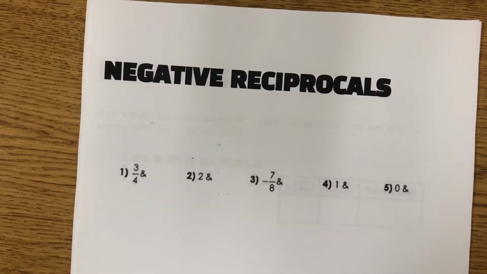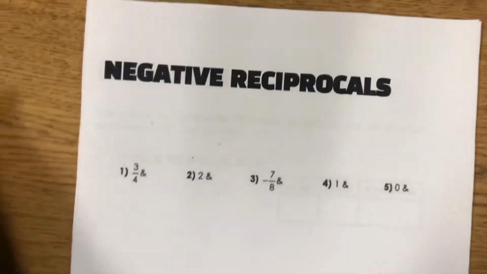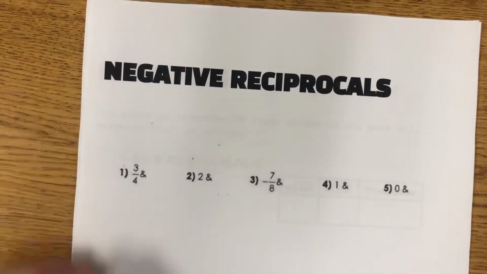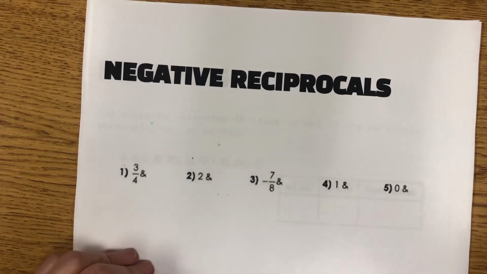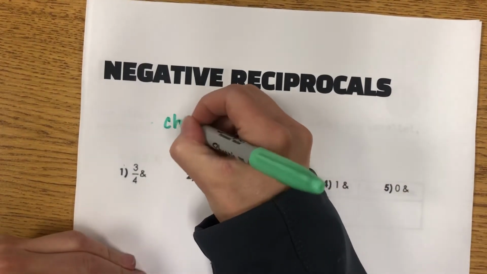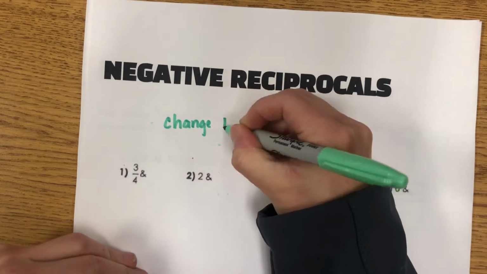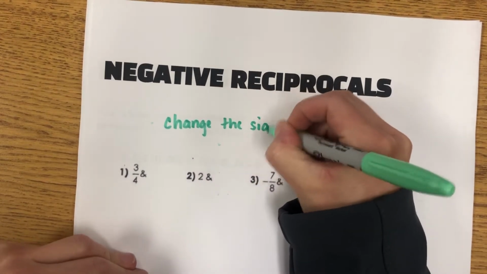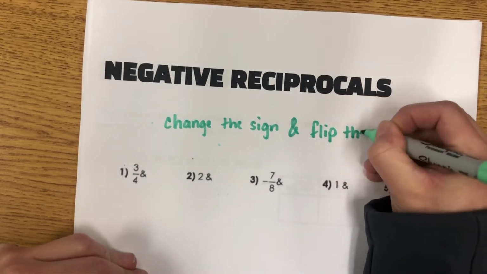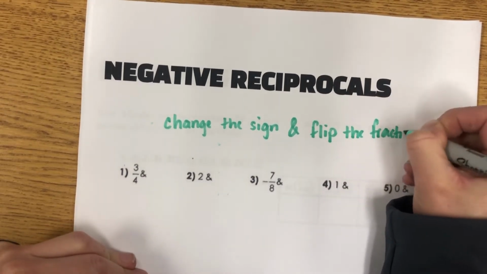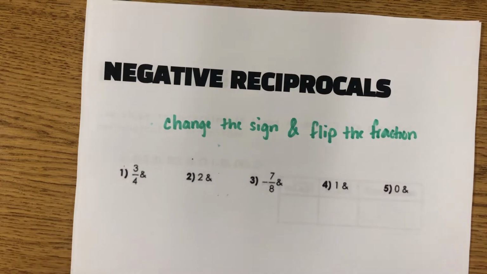So now we're on to negative reciprocals. Let's talk a little bit more about what that is. Well, negative reciprocals are just fractions where they are flipped and the sign is changed. So for these, you are going to change the sign and flip the fraction. So let's do some practice problems.